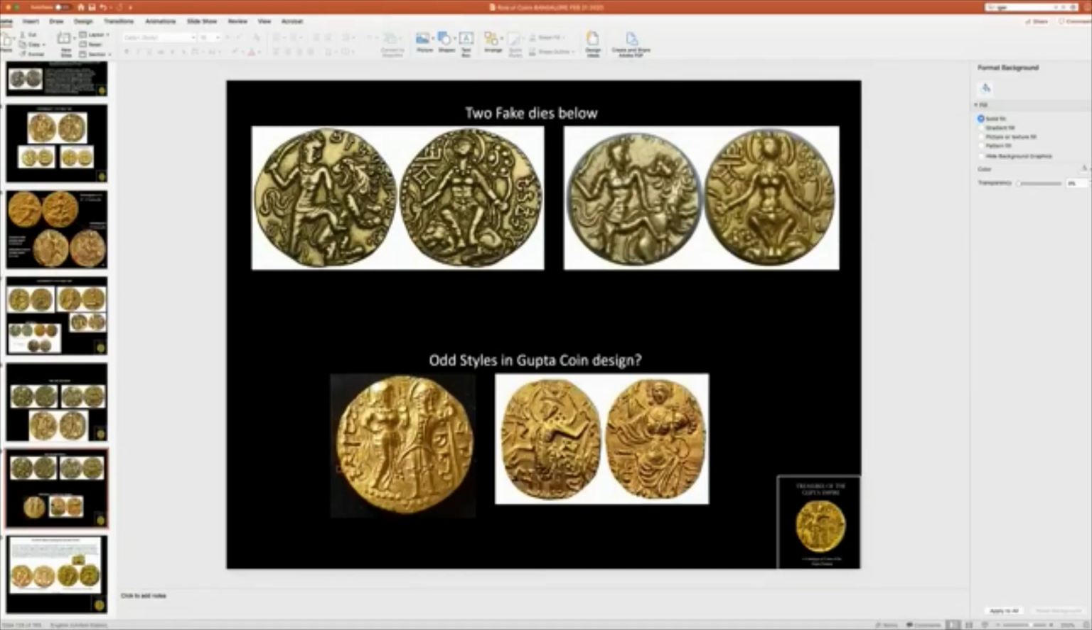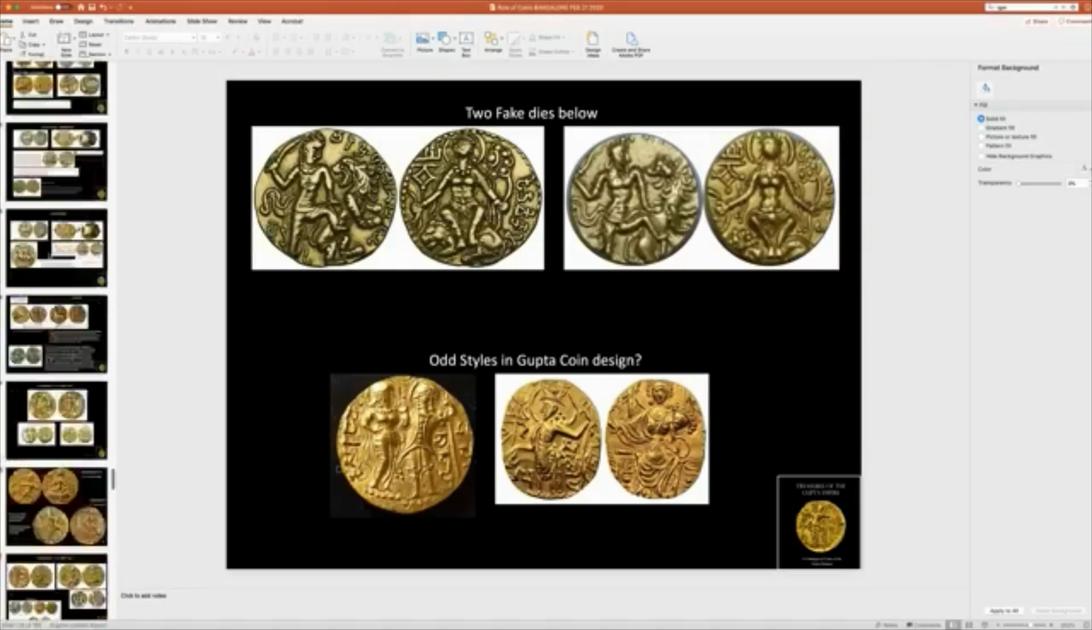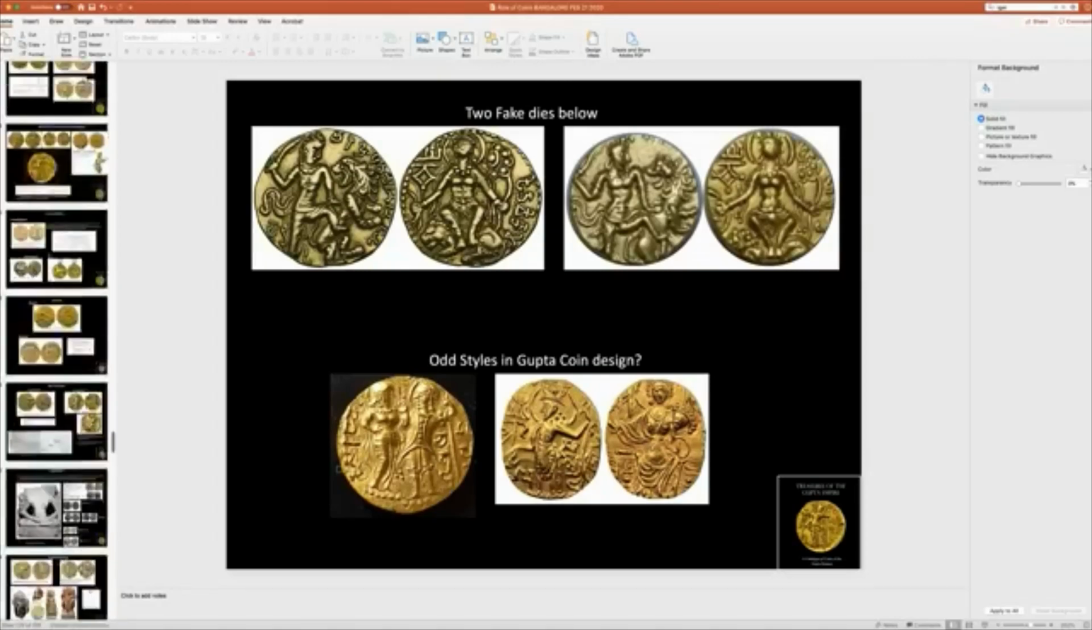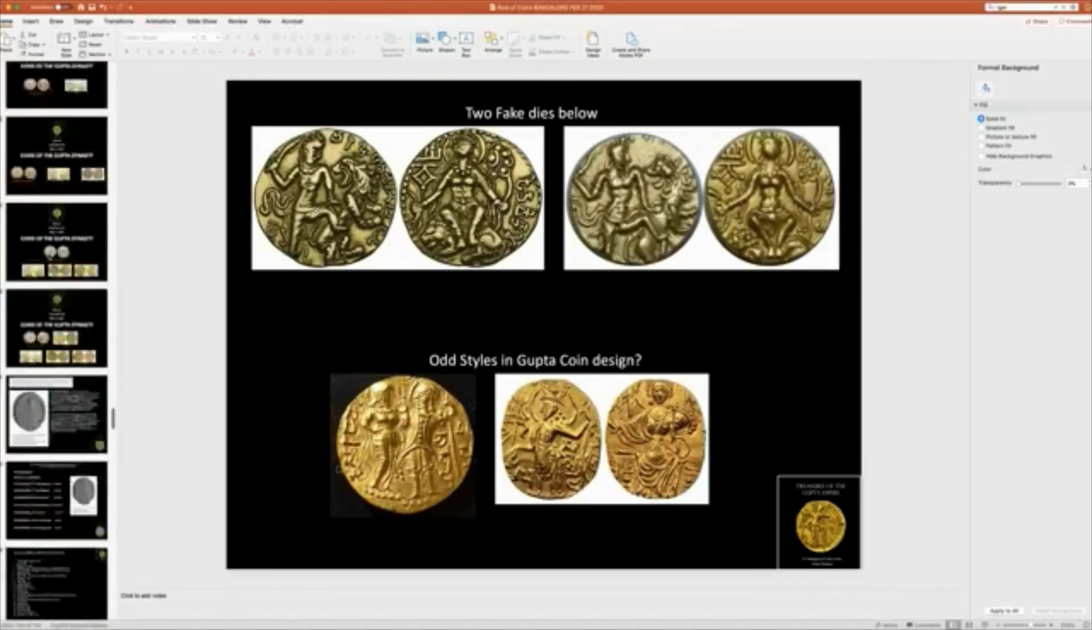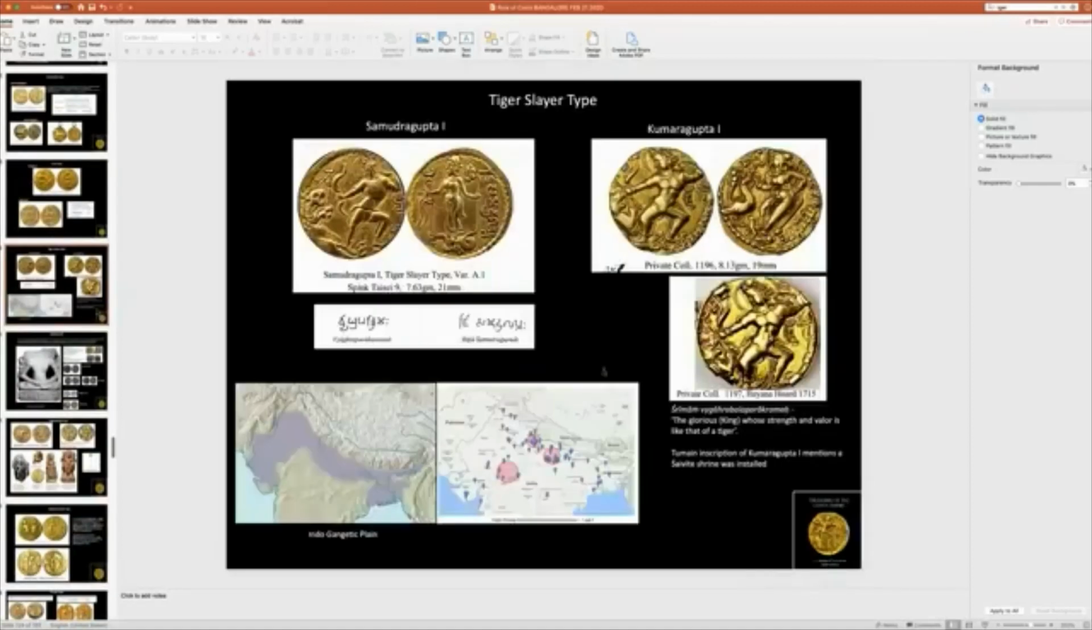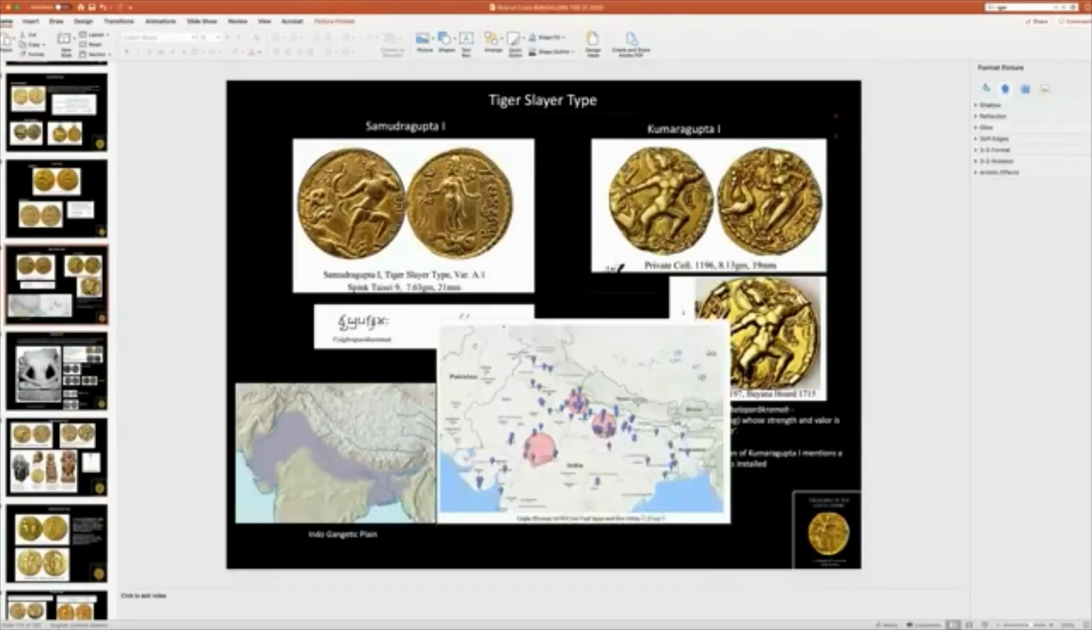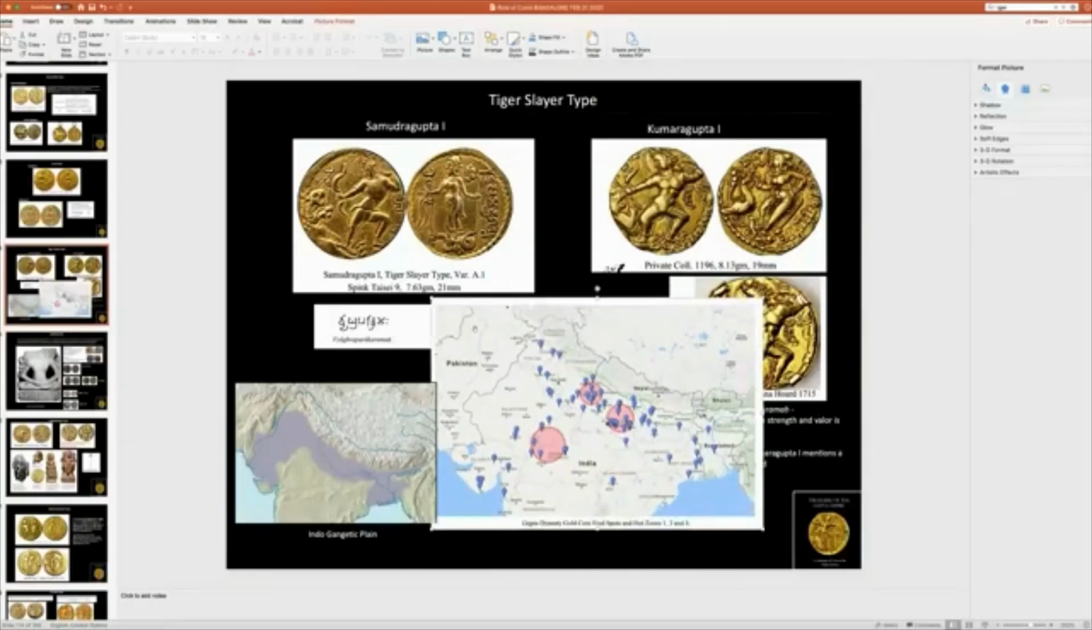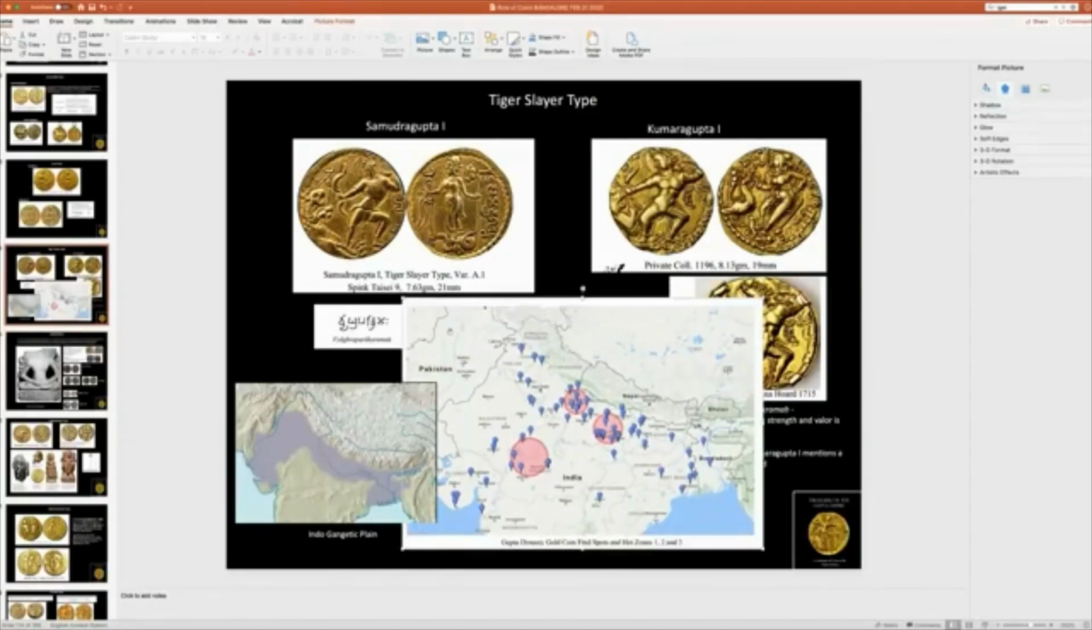Okay. But if we look at odd styles, we will find that in the Gupta dynasty, odd style was not unusual because these were hand carved in different regions, right? There were coins that were coming out of the Kannauj area. There were coins that were coming out of the Vidisha area. There are coins coming out of this Rajasthan area.